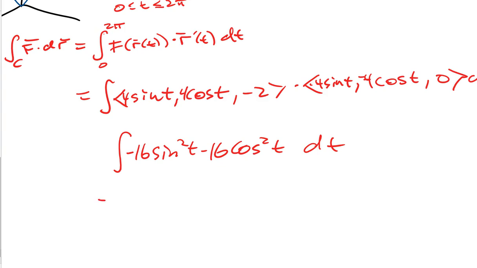All right, so I can pull out a negative 16. This is 0 to 2 pi. Negative 16, and I get sine squared plus cosine squared is 1. dt, 0 to 2 pi. So it's negative 16 times what?